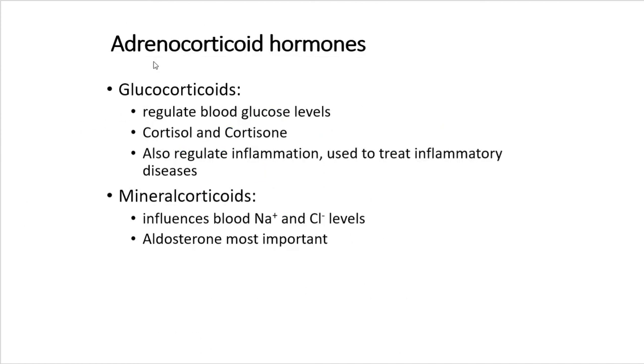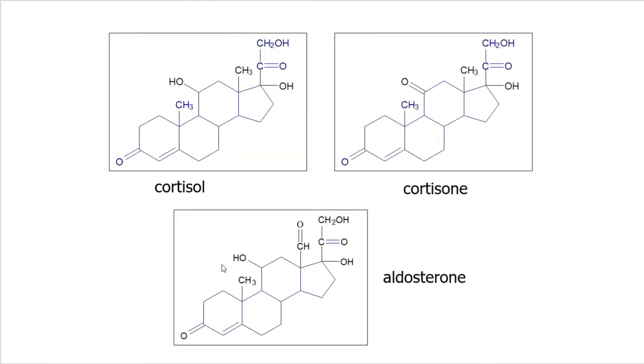Also, we can find adrenocorticoid hormones. Here you have some examples. Glucocorticoids regulate blood glucose levels, cortisol and cortisone. They also regulate inflammation and are used to treat inflammatory diseases. Mineralocorticoids influence the level of sodium and chloride in blood, and aldosterone is very, very important. Here you have the structure of them.